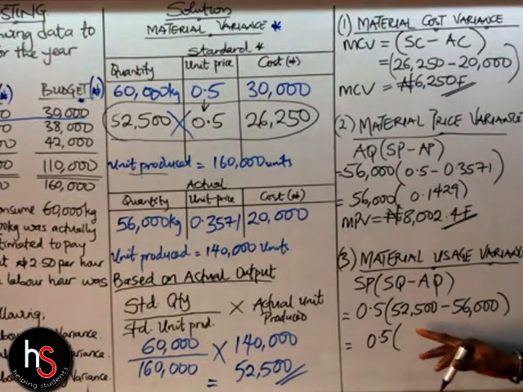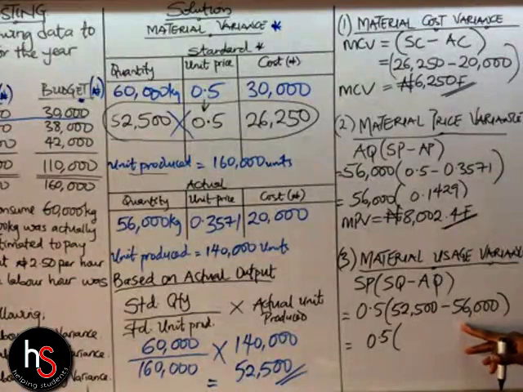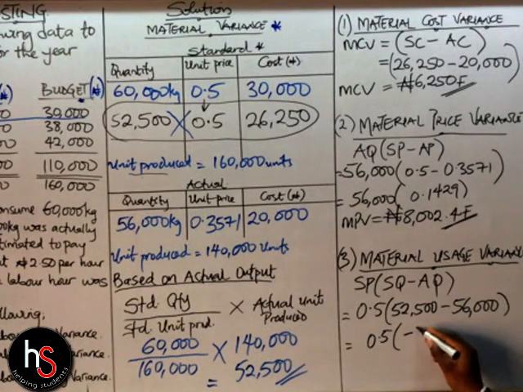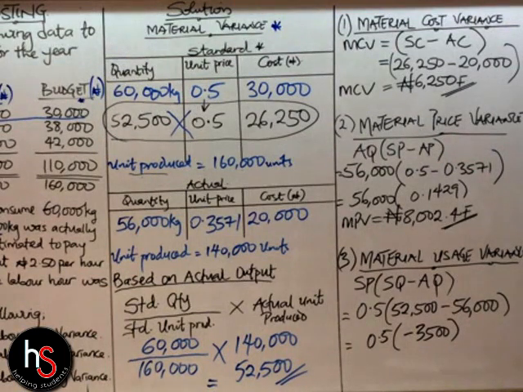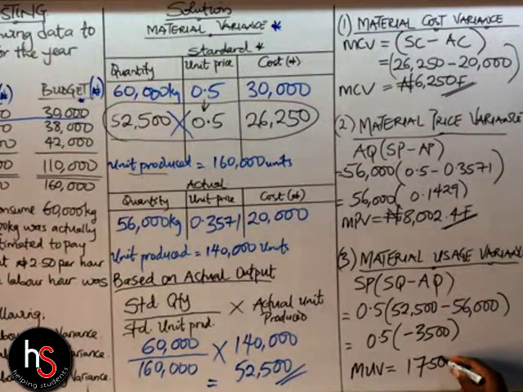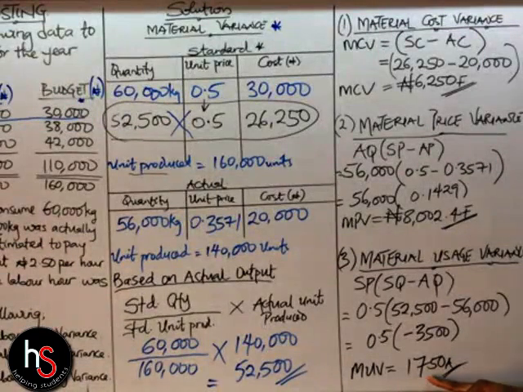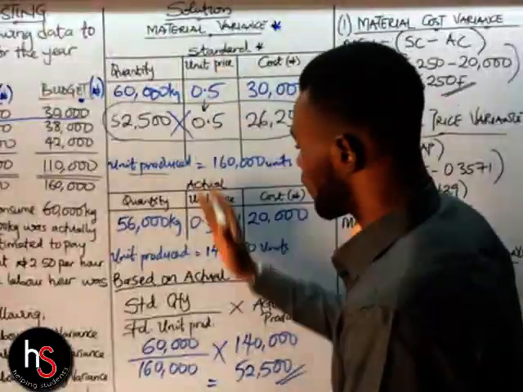Then in brackets, 52,500 minus 56,000 gives us minus 3,500. Minus 3,500. So by the time we multiply these two values, our material usage variance will be equal to minus 1750 adverse. Now you can see how easy it is to make use of this formula.